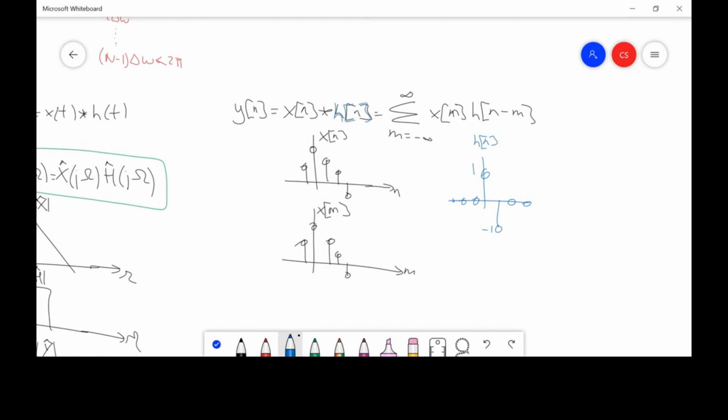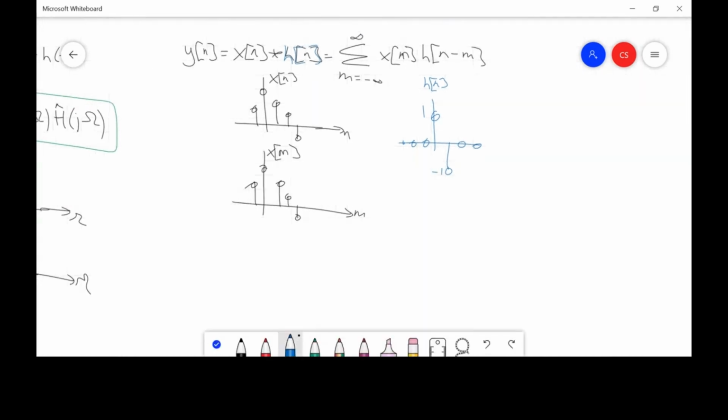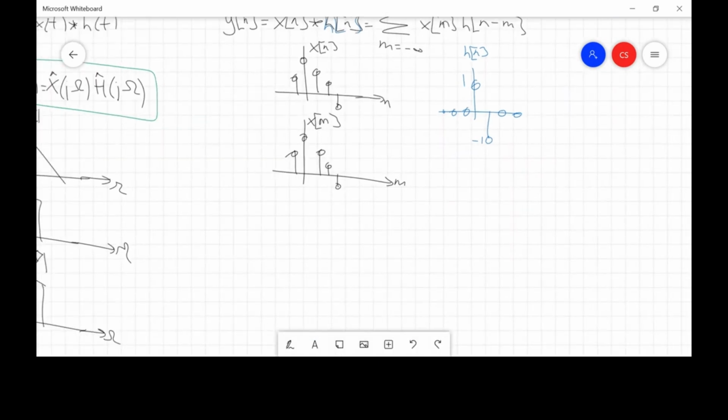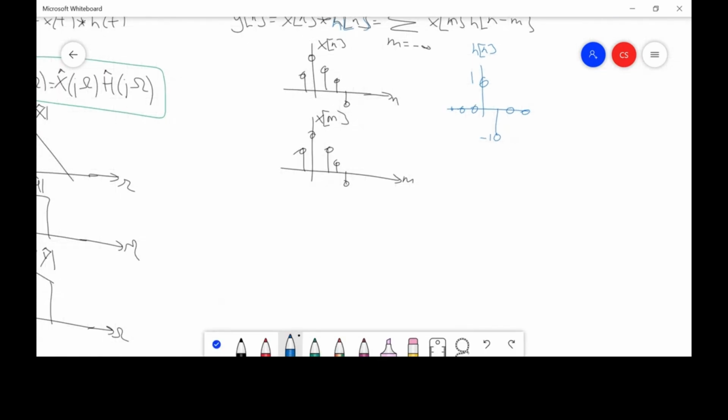So now I have to compute h of n minus m. You may not remember, but it looks like this. So this is the n axis. Now this will be the m axis. Actually, I will not do it here. I will do it just below this one, so that we can multiply it later more easily.